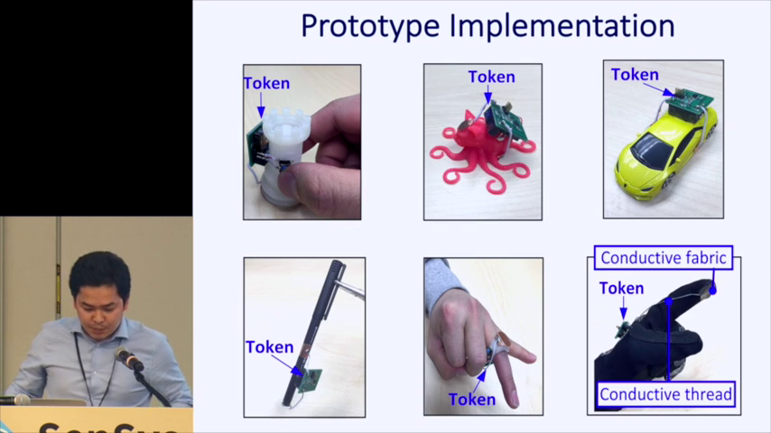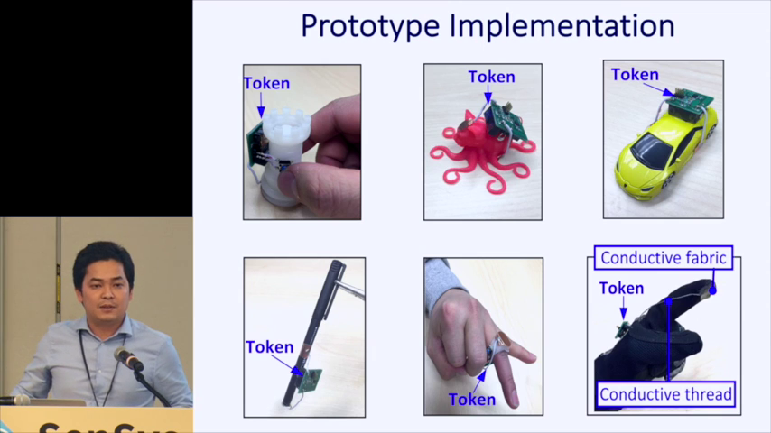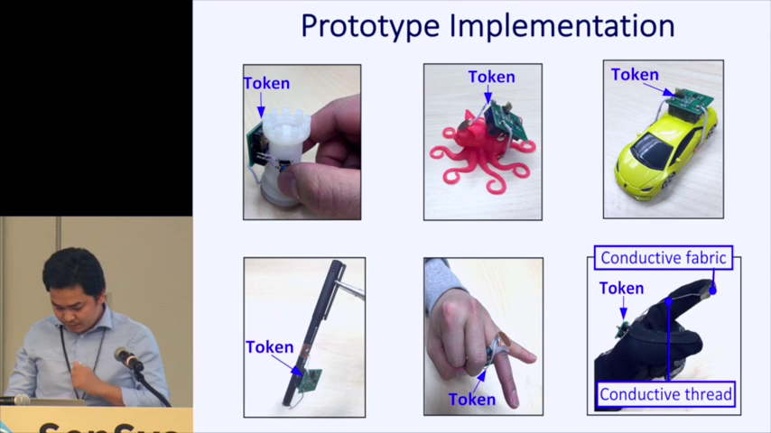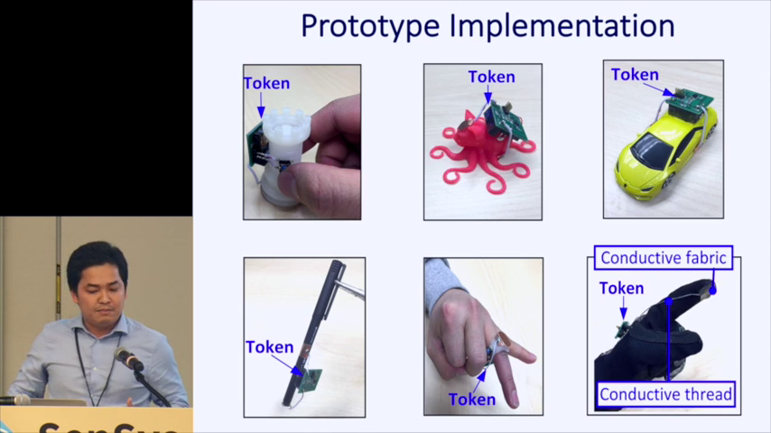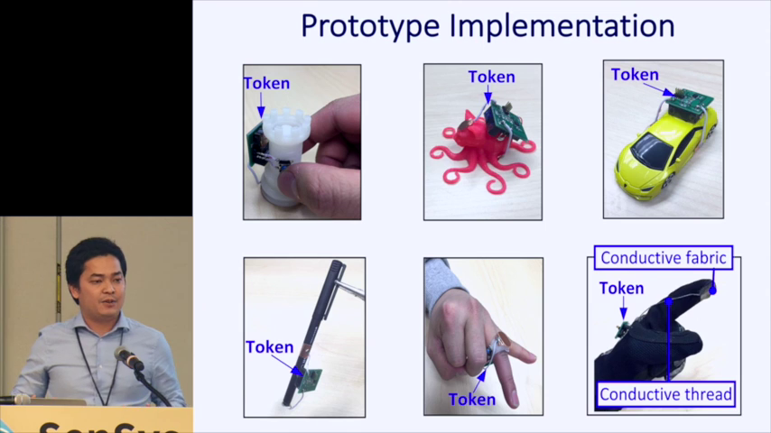We implement different prototypes for our communication, including the chess piece, the 3D artifact, the racing car, the stylus, the ring, and the glove. We develop those applications and give them to users for a user study. For more information about the evaluation of the system, I encourage you to read our paper. I just want to highlight some high-level ideas and accomplishments that we achieve from our system.